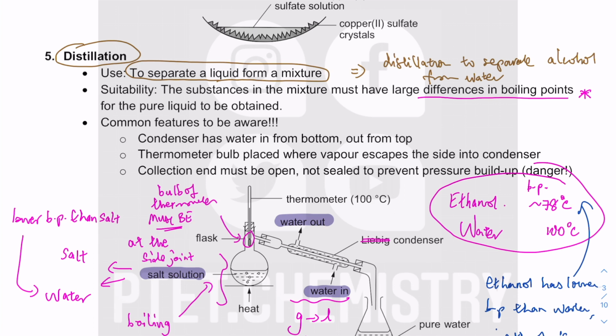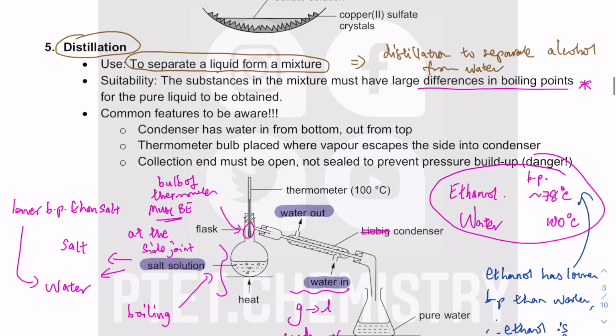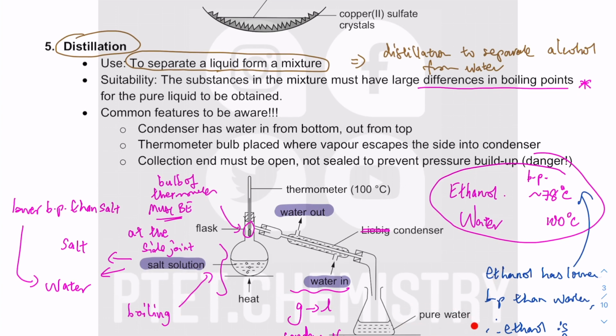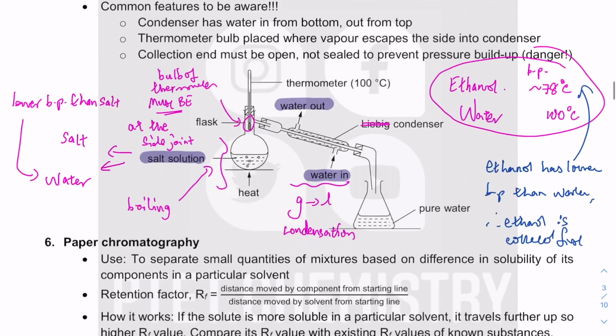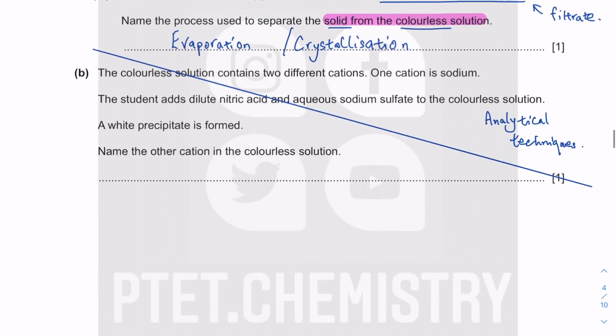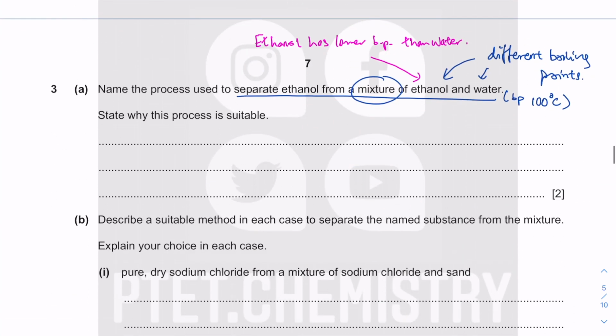All right, and then after all the ethanol has been collected, the temperature will continue rising until you reach 100 degrees Celsius. Then the water will start coming out and you collect it in a different conical flask. This one says pure water here because this is not ethanol and water. This is a salt solution, salt and water. Salt has a higher boiling point than water, therefore water is collected first. It's different when you have ethanol in water. Different scenario, you have to think about the different boiling point. So 2 concepts there, 2 points there.